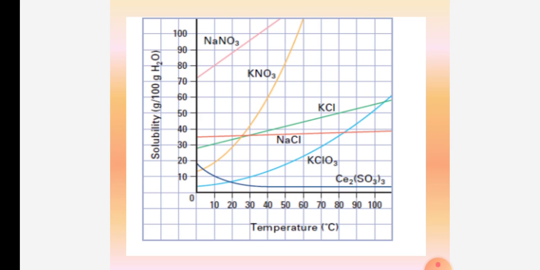Why is this solubility curve very important? Because it helps us to determine the solubility of a substance at a particular temperature. At the particular temperature, what will be the solubility of the particular substance? That we can find out. We can compare the solubility of two different salts, at a particular temperature. On cooling, how does the salt behave? On heating, how does the salt behave? So all these interpretations can be found out using this particular graph.